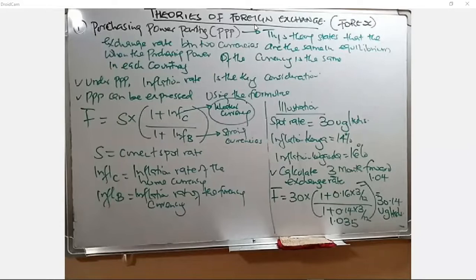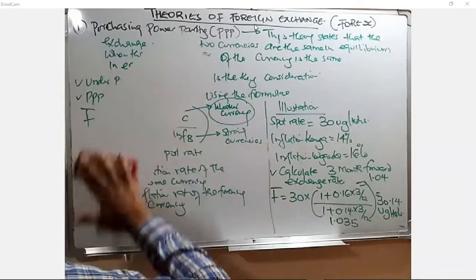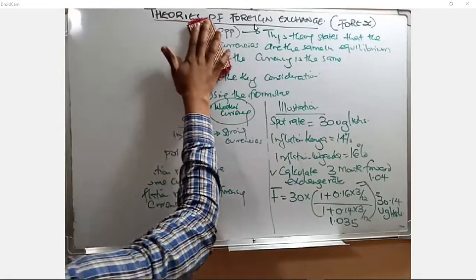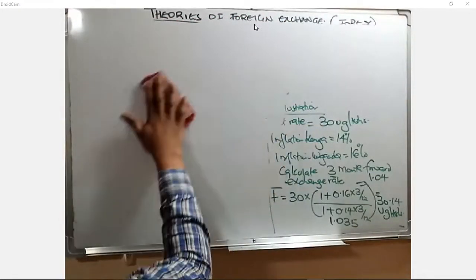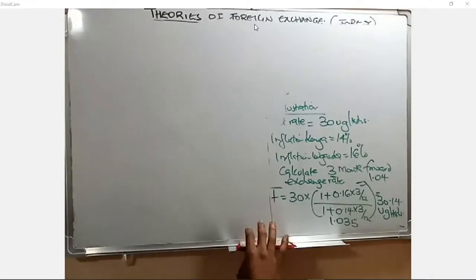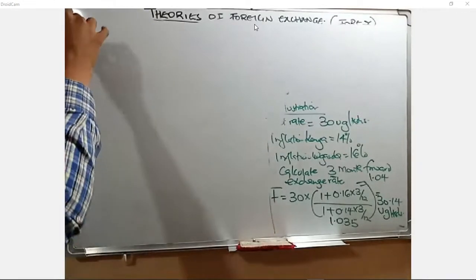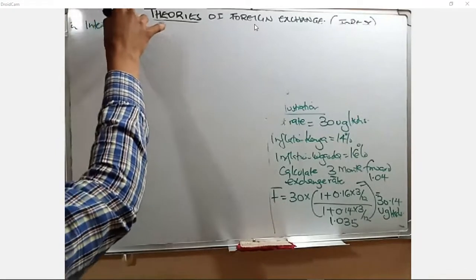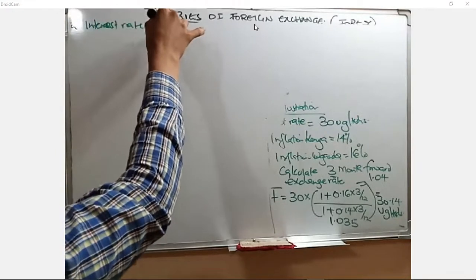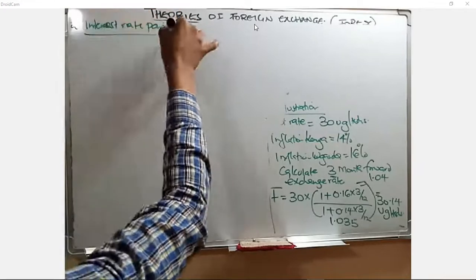I just want us to go to the second one, where we are discussing the second theory. In this case, the second theory is all about the interests. Remember, the first one was inflation. So let us look at the second one. Let me leave my example there. The second one will be interest rates parity.